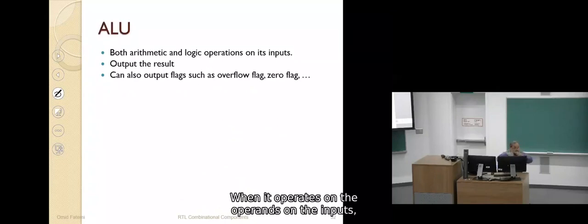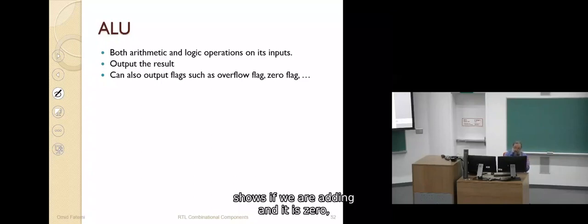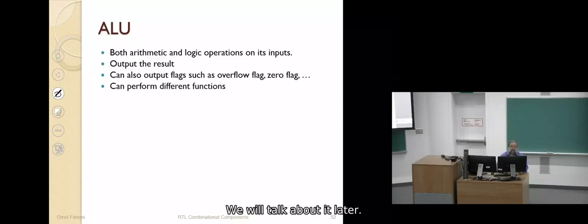When it operates on the operands, on the inputs, it also generates some flags. For example, our adder and subtractor was generating a carry out. A carry out is a flag. So it shows if we are adding and it is 0, then it means that the result is good. If it is 1, it shows that the result is not good. We need to do something for that. So there is a flag. Also, we could have some other kind of flag. We will talk about it later.